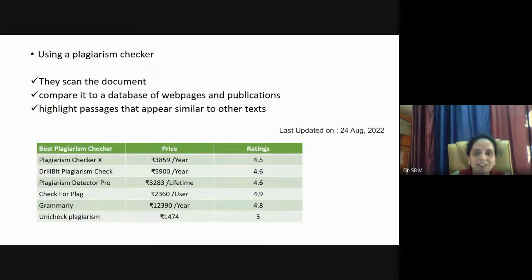Please try to use a plagiarism checker before submission, so that one can sense potential plagiarism. We all know Grammarly, Drillbit, Turnitin, iThenticate, most of us know them. How do these plagiarism checkers work? They scan your document, compare it to a database of web pages and publications, then highlight the passages which appear similar to other texts. So please consider using a plagiarism checker yourself before we submit the paper to any university or journal, so that we can detect the issues and avoid either accidental or purposeful plagiarism. Sometimes I would have overlooked or misplaced citations, or missed giving the quotation marks.